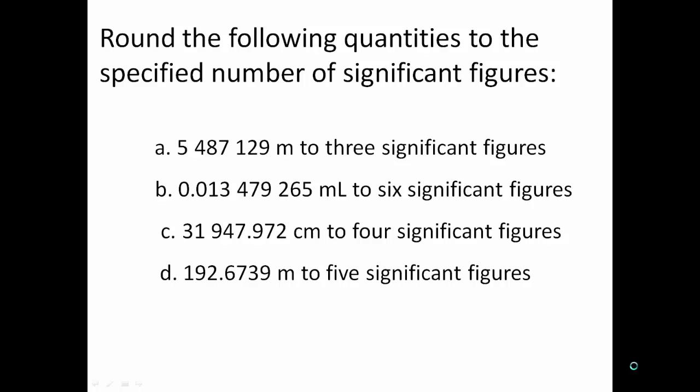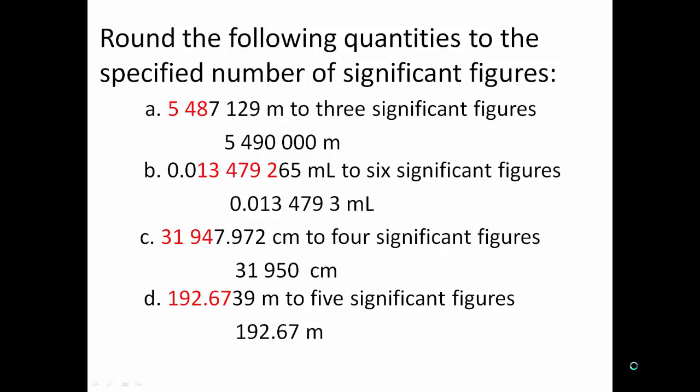That is my 3 sig figs, but I cannot change the meaning of that number. So where the 7, the 1, the 2, and the 9 are, I'm going to put zeros. Because I am not putting a decimal point, those zeros are not sig figs. That number rounded off to 3 sig figs would be 5490000. Stop the video. Try the next 3. When you're done, check the next slide.